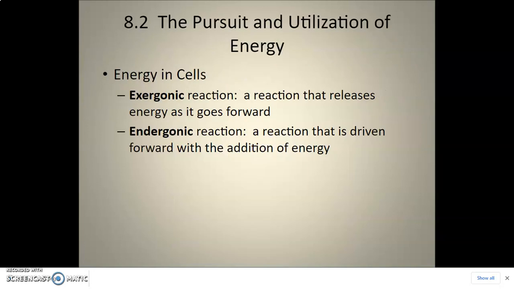All right, in the next video, I'll give you a little bit of an introduction to metabolism, and then we'll get into the electron transport chain and other ways that ATP is formed.